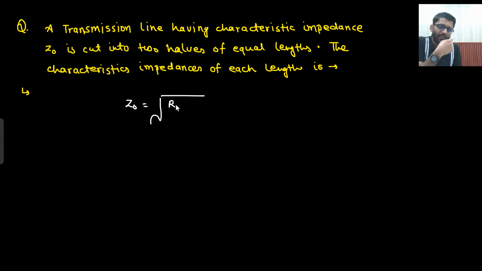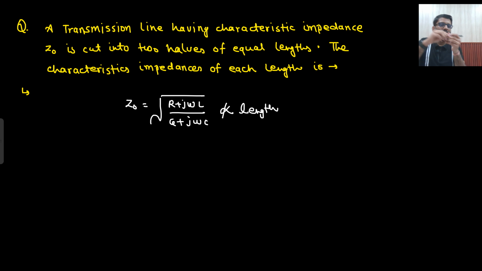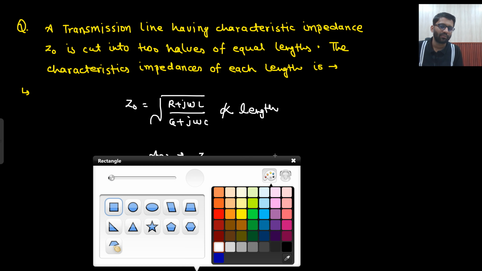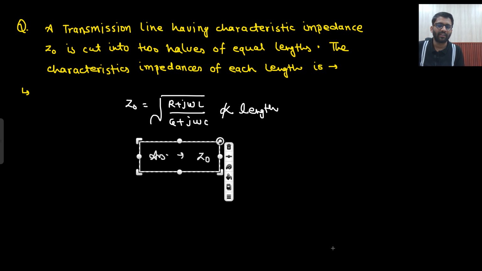For any line, the characteristic impedance is the square root of (R plus j omega L) divided by (G plus j omega C). Is it depending on length? No. This is a transmission line having Z0 characteristic impedance. If I cut it in half, then two lines will be there, and both will be of Z0 impedance only. It doesn't depend on the length, right? So the answer will be Z0 only. Both of the lines would be having Z0 impedance only, right?